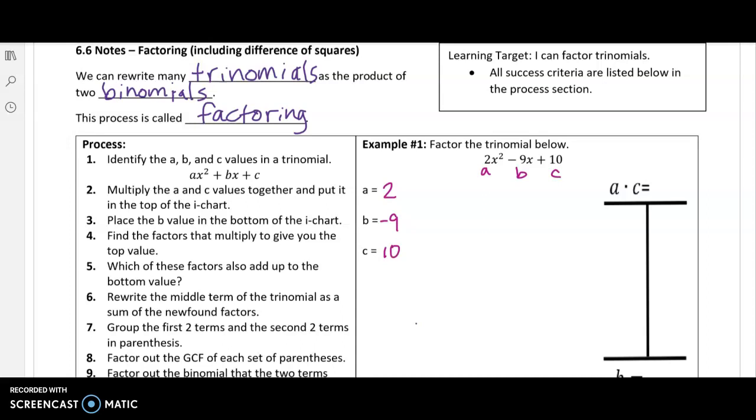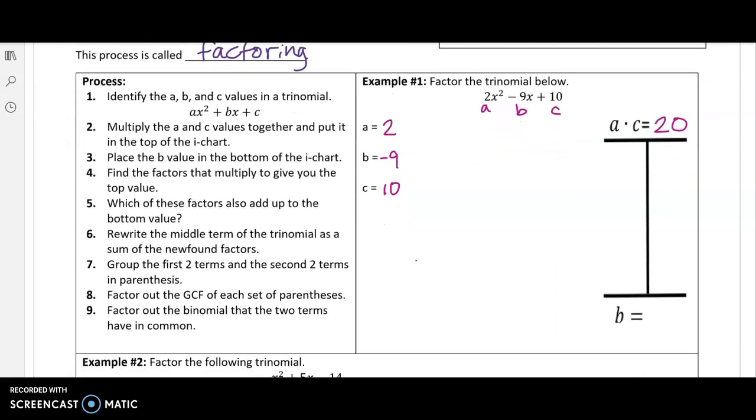Okay. Now we create this eye chart that you see on the side, creating a big letter I. On the top of your I, you're going to multiply the A and the C values. In this case, multiplying 2 and 10. 2 times 10 is 20. And on the bottom of your eye chart, we are going to put the B value, which in this case is -9.